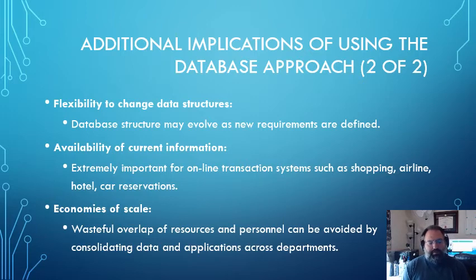Economies of scale: sometimes you can have less waste. Wasteful overlap of resources and personnel can be avoided by consolidating data and applications across departments. So rather than having each department have their own database server, you have one somewhat slightly larger database environment, and everybody uses a shared resource. That's kind of the whole concept of cloud computing, doing economies of scale and sharing across lots of different people. And that's part of why you will oftentimes use a database in the cloud as well.